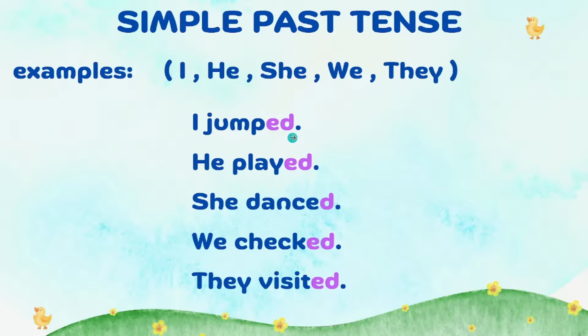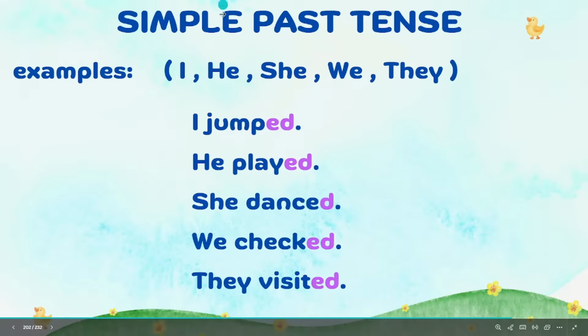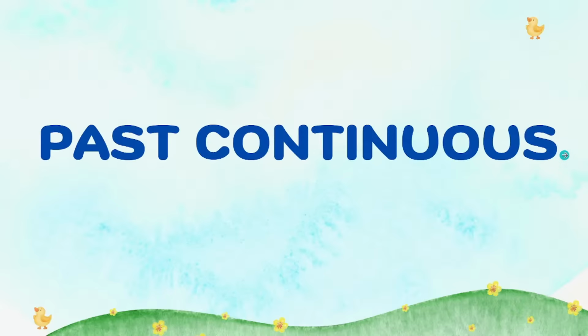Don't be confused, everyone. We are now talking about past. It's done. It's finished. You will add d for dance, either d or ed, for the past. Okay, let's go to the next presentation.